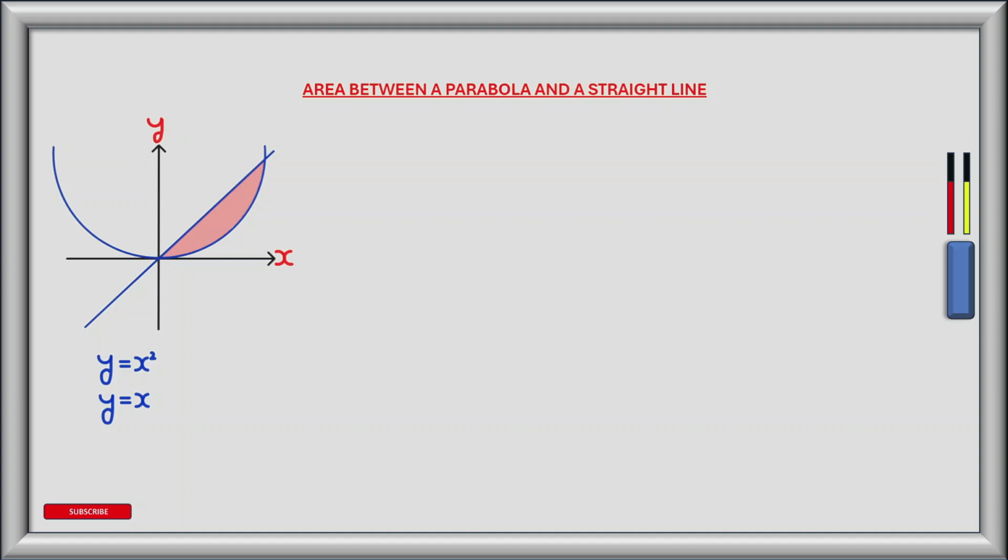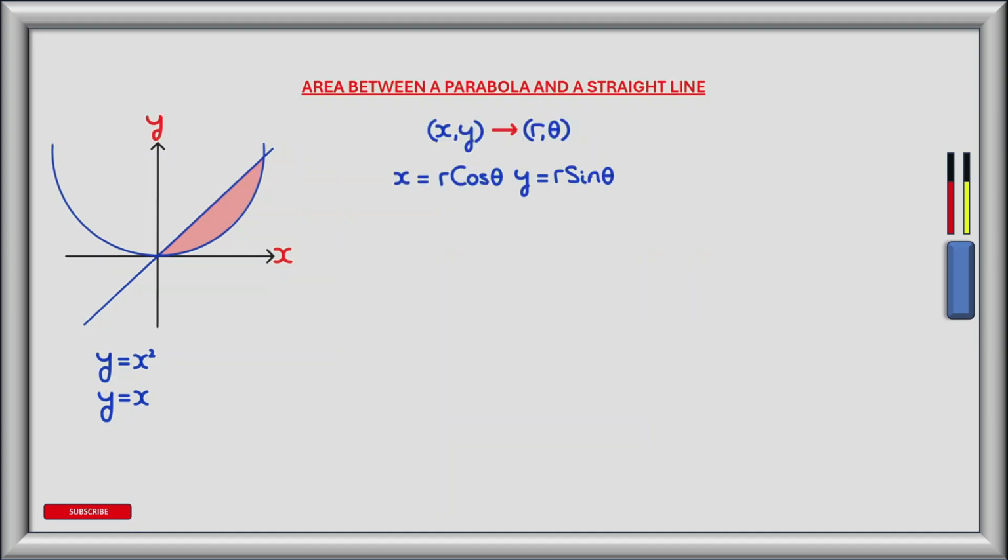The first step in finding the area is to convert the equation of the parabola and the straight line from Cartesian to polar coordinates. To do this, we'll substitute r cos theta for x and r sin theta for y. The equation of the parabola in Cartesian coordinates is y equals x squared, and making the substitution gives r sin theta is equal to r squared cos squared theta. Dividing both sides of the equation by r and cos squared theta leaves r equals sin theta divided by cos squared theta.